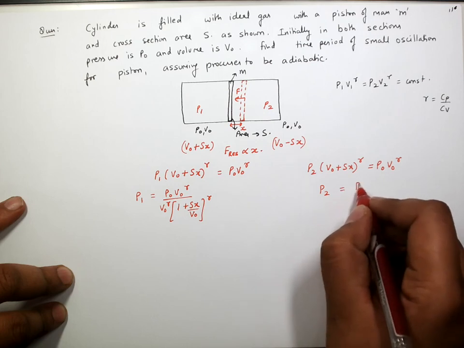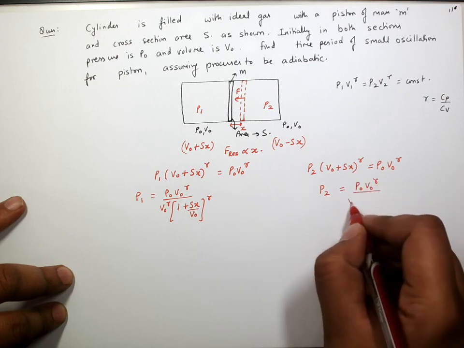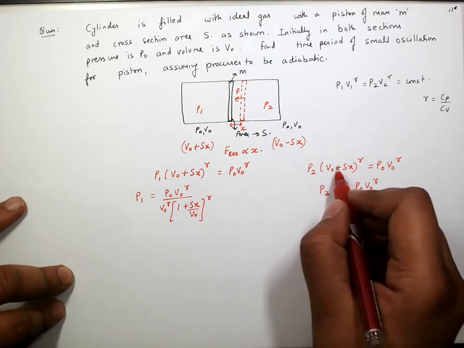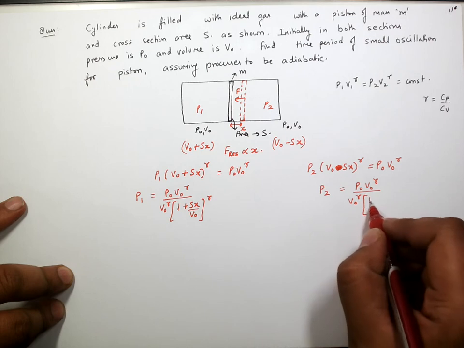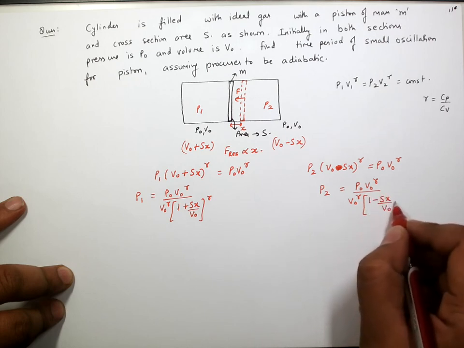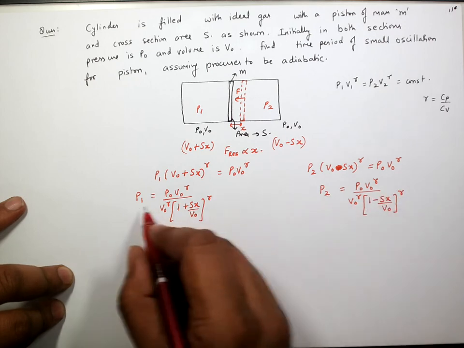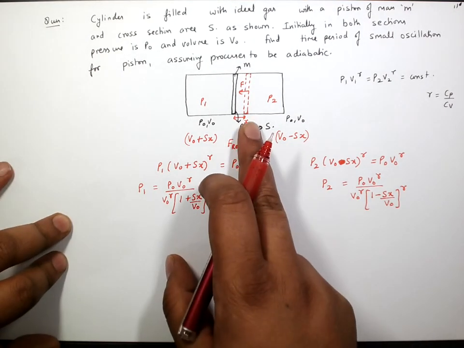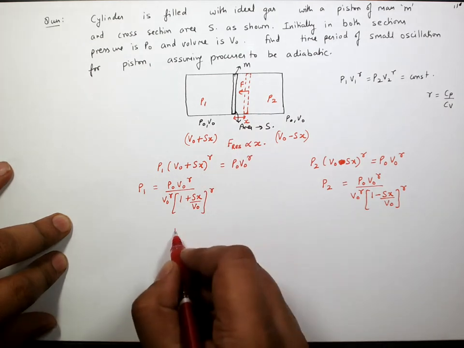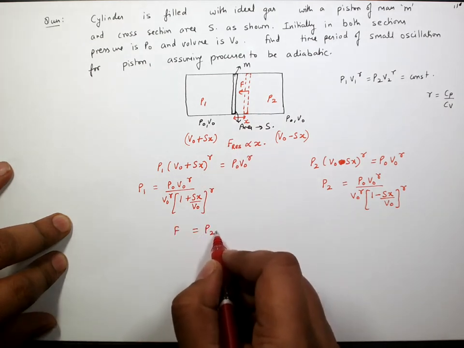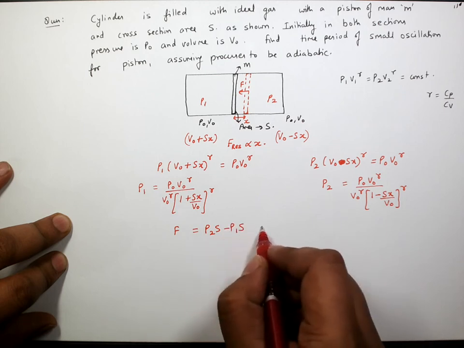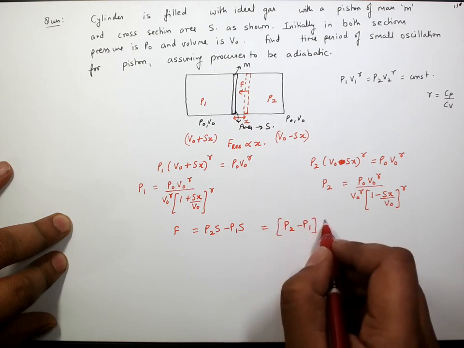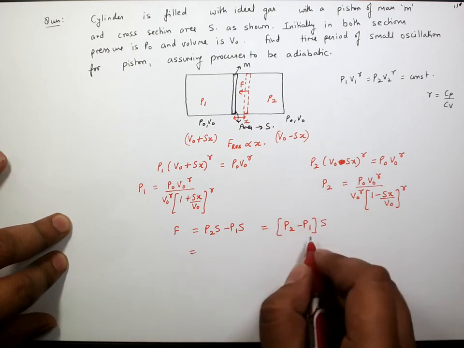And P2 is equal to P0 V0^gamma, taking V0 outside, so V0^gamma (1 minus Sx upon V0)^gamma. P2 will be greater than P1. So the net force on this piston towards the equilibrium position will be F equal to P2 S minus P1 S, which is equal to (P2 minus P1) S.